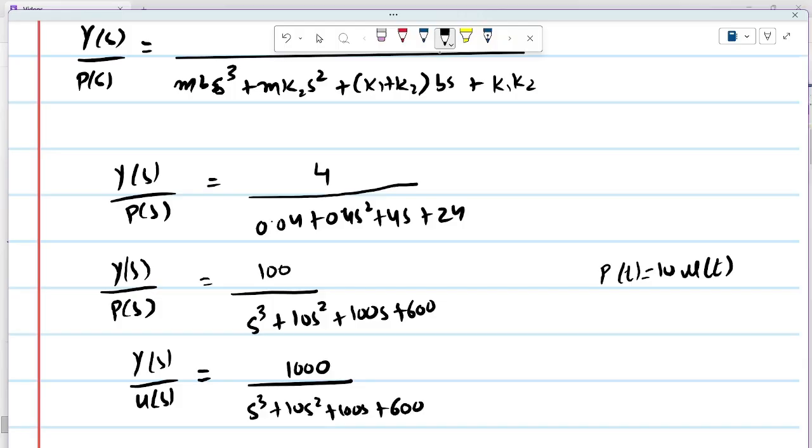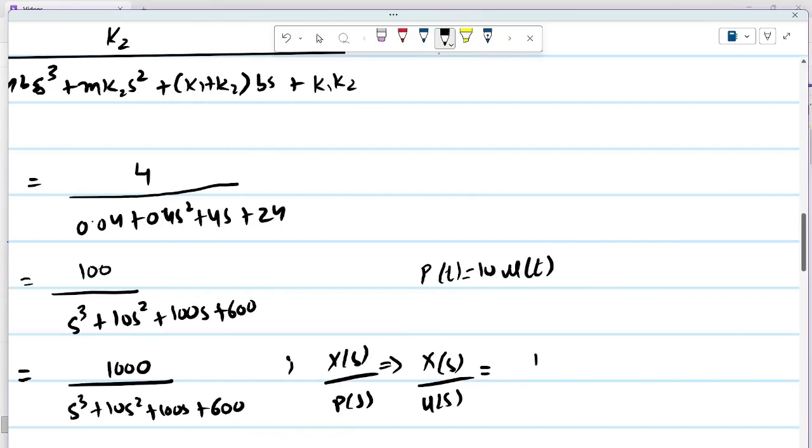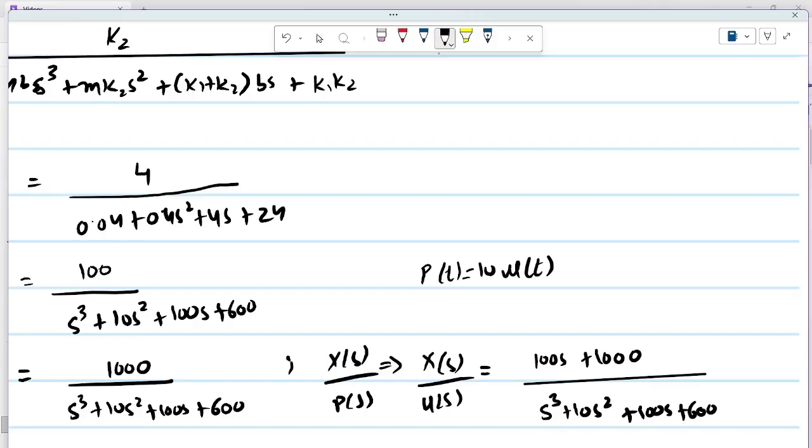And for X of s over P of s, sorry, it will become X of s over U of s equals 100 s plus 1000 whole divided by s cube plus 10 s square plus 100 s plus 600. So this is what we have for both the cases.